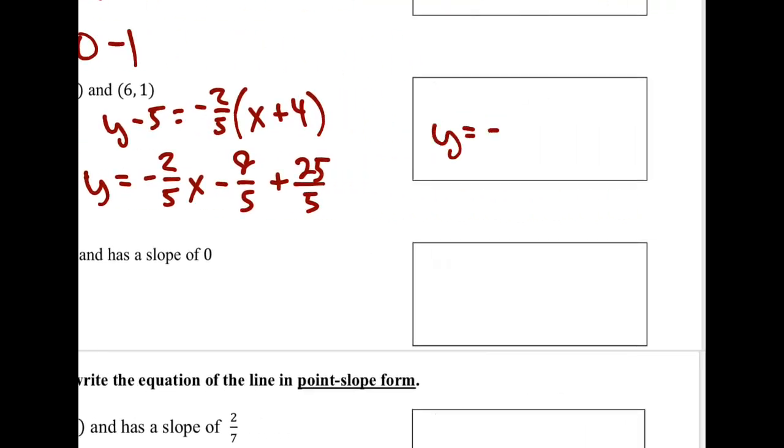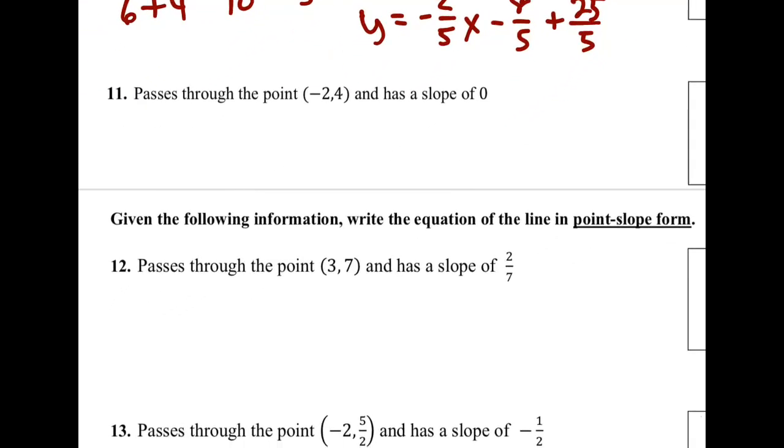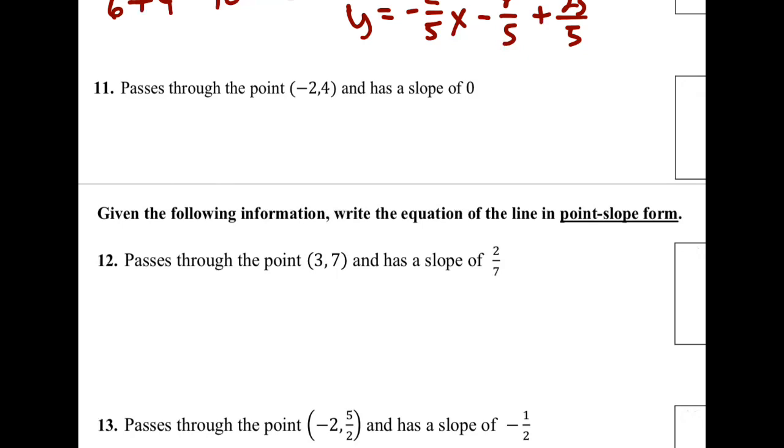And then again, just doing our work with our fractions there, we end up with y equals -2/5 x plus 17/5. Again, a lot of different ways that you gave me 17/5. 3.4, 3 2/5, 17/5 is correct, and then whatever form you give it to me in, as long as it was equal to 17/5.